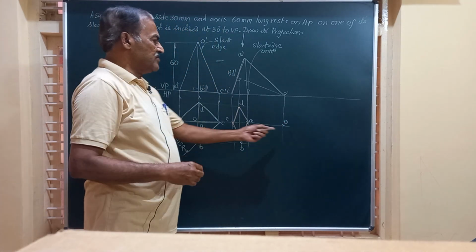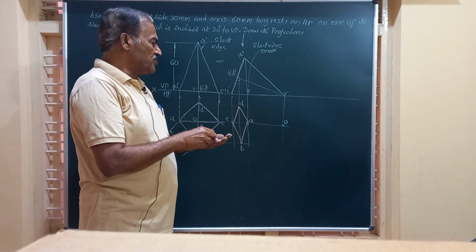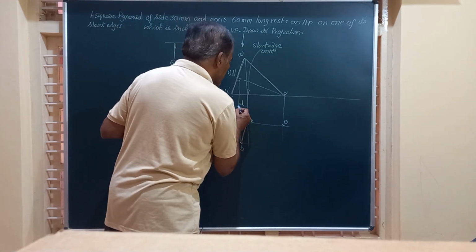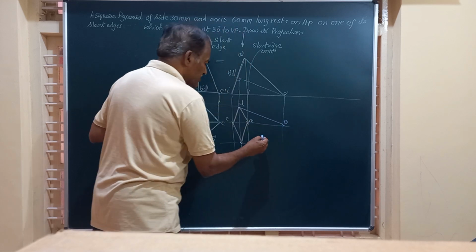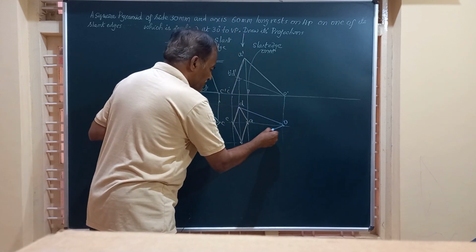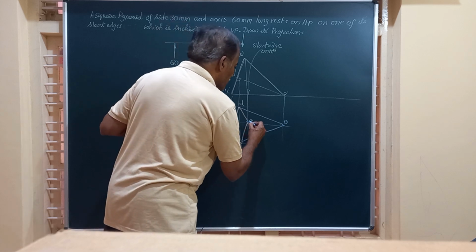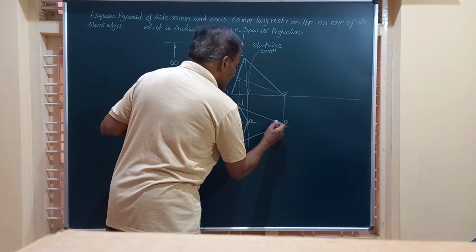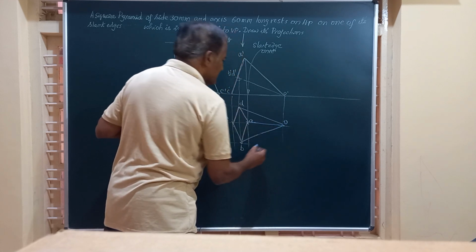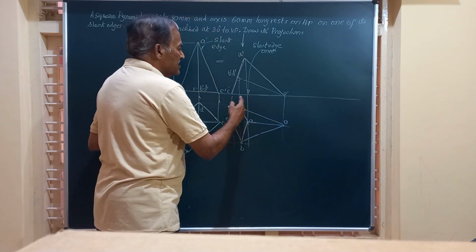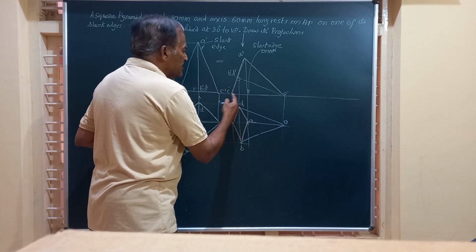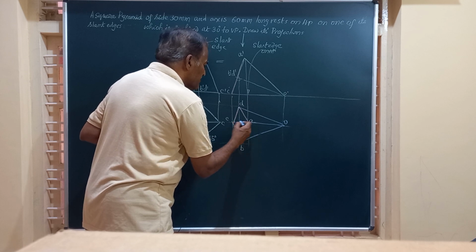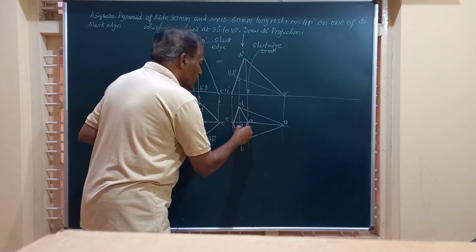Friends, the vertex in the top view is to be joined to all the corners. So I am going to join O to D first. Then I am going to join O to B. Then I am going to join O to A. Next, friends, coming to the last edge, that is when you are joining this O to C, only this much portion is dotted. This portion is not visible, and I mark this as O1.